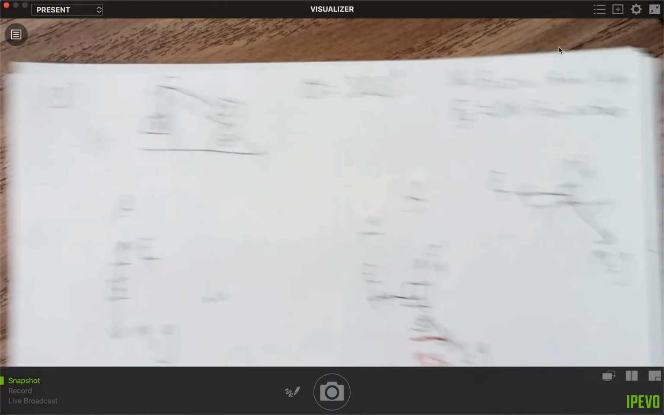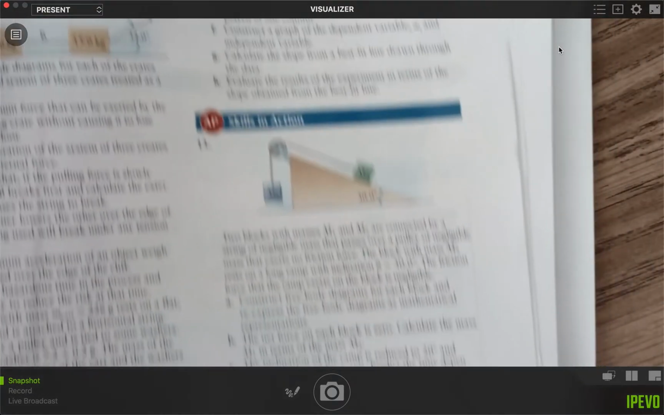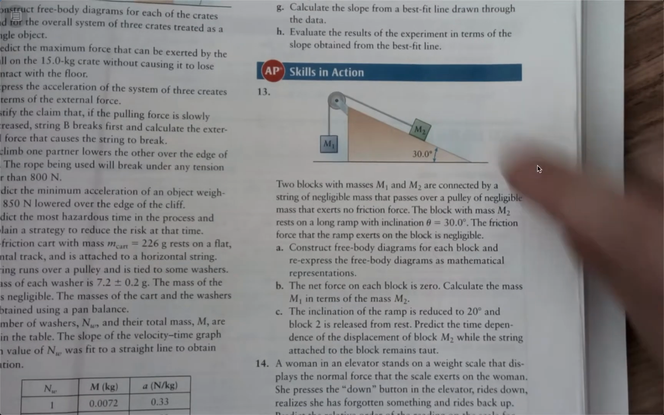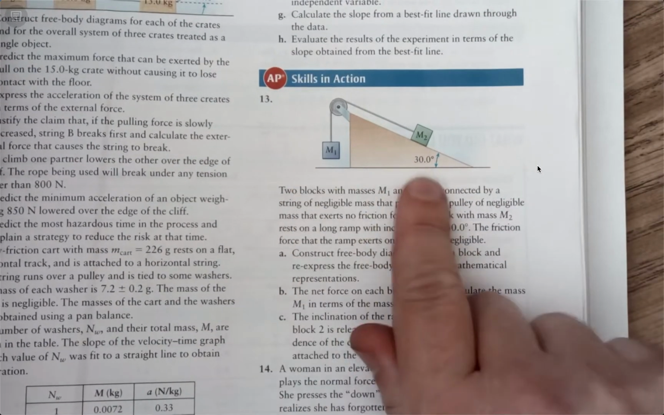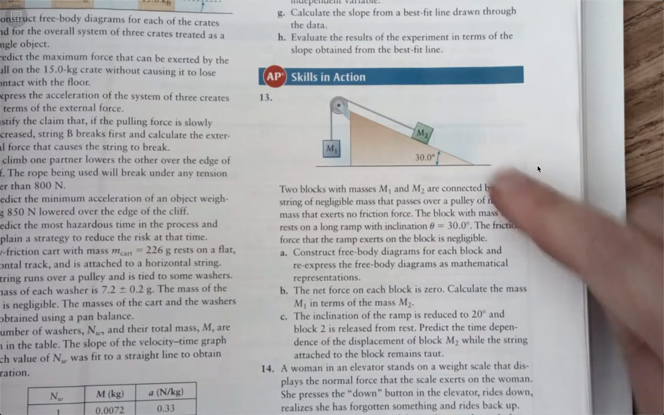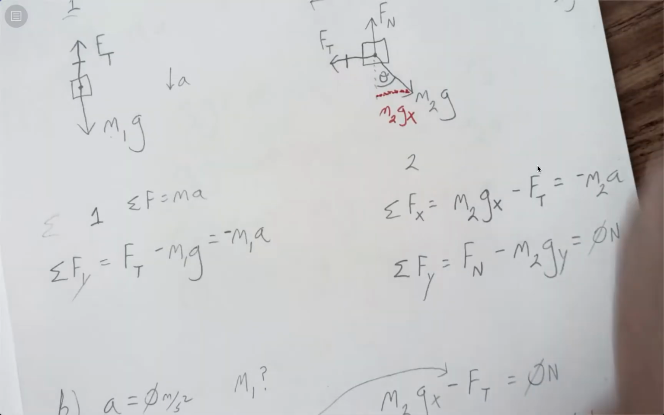For number 13 on page 177, what we're dealing with is, here's our system. With our system being like this, we have a mass 2, a mass 1, and this angle theta at 30 degrees. And we have these two blocks, and they have all these words in here, so we're going to try to use that. What we're going to try to first get is a free body diagram.